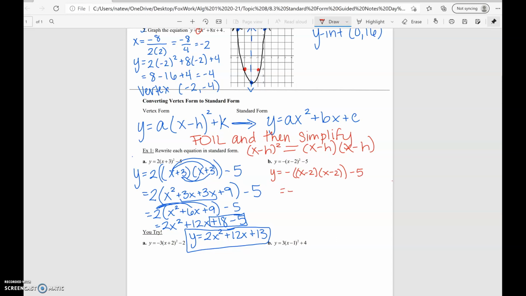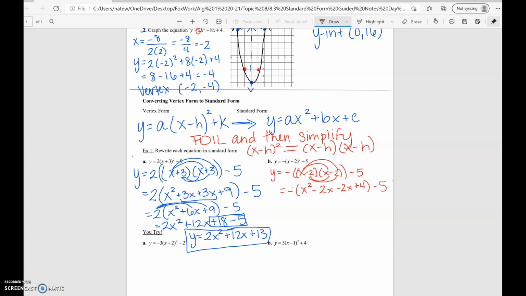So bringing that negative down, x times x gives us x squared. x times the negative 2 is minus 2x. Negative 2 times x, another minus 2x. Negative 2 times negative 2 gives us a positive 4, and then subtract 5.